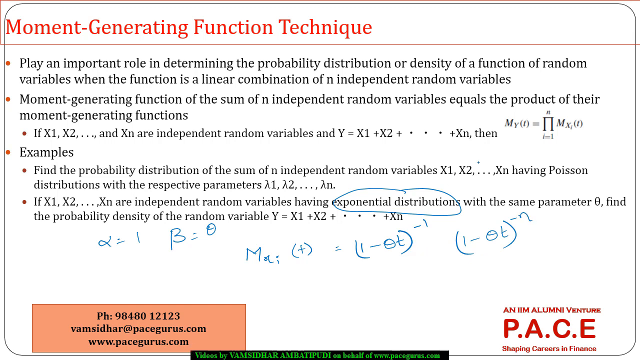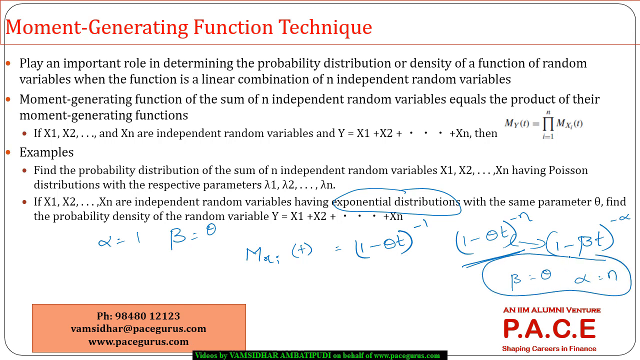So the moment generating function of y is coming out like that of a gamma distribution, right? The moment generating function of a gamma distribution is 1 minus beta t to the power minus alpha. Comparing this, here beta equal to theta and alpha equal to n. So this is the moment generating function of a gamma distribution with alpha equal to n, beta equal to theta.